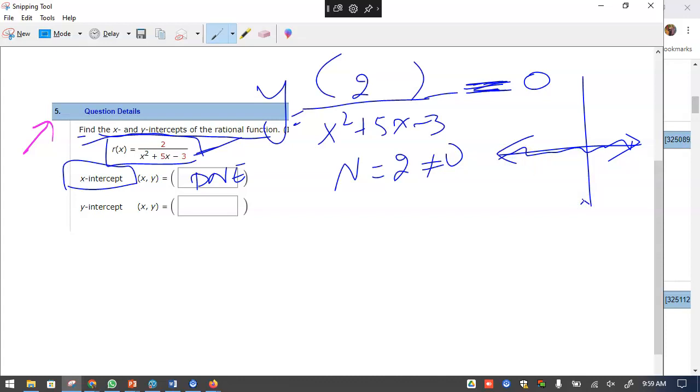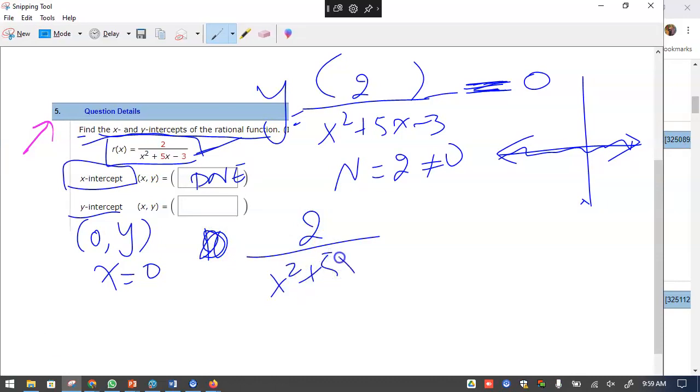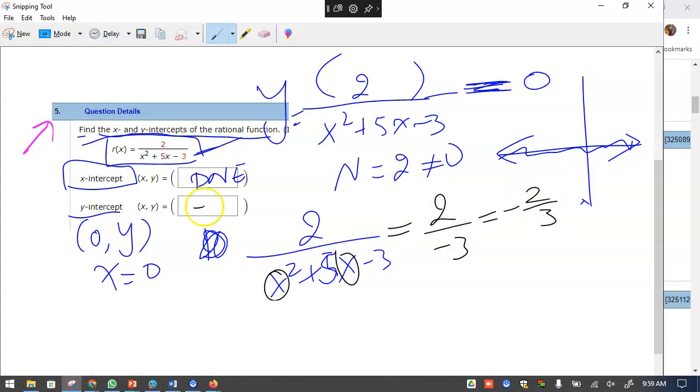Then what about the y-intercept? For the y-intercept, x is 0, so we need to plug in x equals 0. So that means you just want to know the value when x is 0. So in the equation, you plug in x is 0. If I plug in x is 0 here, this will be 0, and this is going to be 0. So you end up getting 2 divided by -3, which is -2/3. So that's -2/3. And that completes it, those are the only two questions. Let me go to the next question.